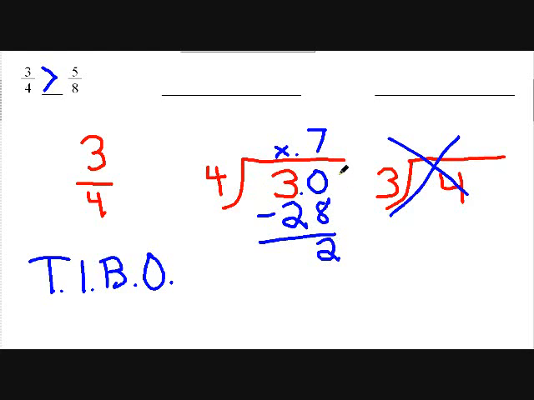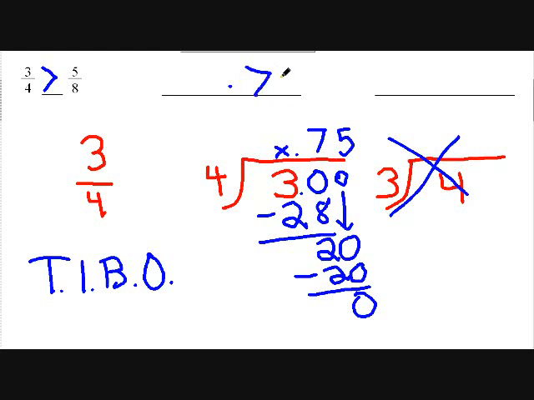Well, I'm not done yet. I need to put another 0 here, bring it down, and divide again. 4 into 20 goes 5 times. 4 times 5, 20. This one comes out nice and even, nothing left over. Our answer is 0.75. So we write it over here, 0.75. That's 3/4. So now let's check the other one, 5/8.